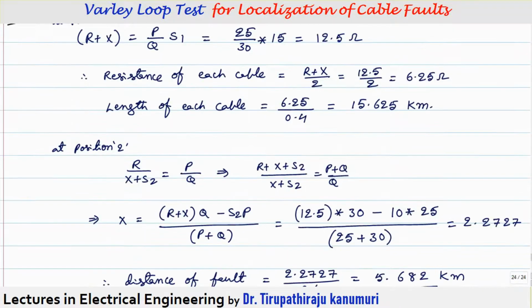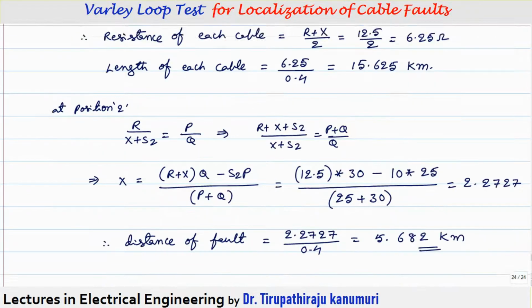So now when it is connected to position number 2, we know the equation R by X plus S2 is equal to P by Q, or adding 1 on both sides, you will get R plus X by X plus S2 is equal to P plus Q by Q, or from this I can calculate X is equal to R plus X times of Q minus S2 into P by P plus Q. This is already derived before. Even in the exam, no need to mug up, you can derive it at that instant also. So when you are substituting this, R plus X is already calculated as 12.5. I have substituted Q is equal to 30, and S2 is mentioned there as 10 ohms, and P is mentioned as 25 ohms, divided by 25 plus 30. You will get it as 2.2727.